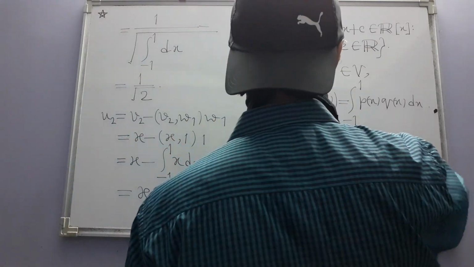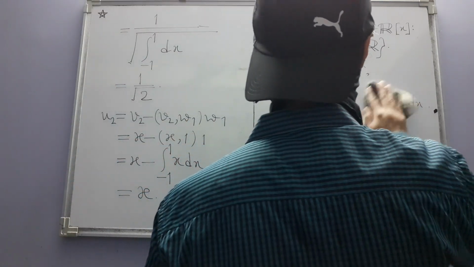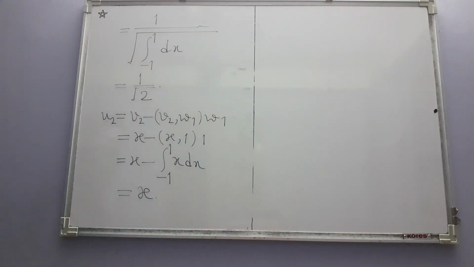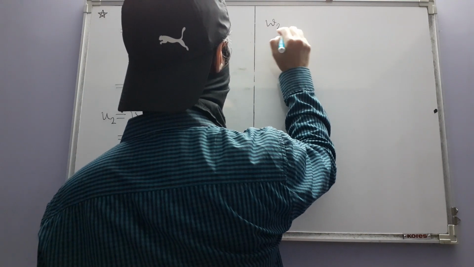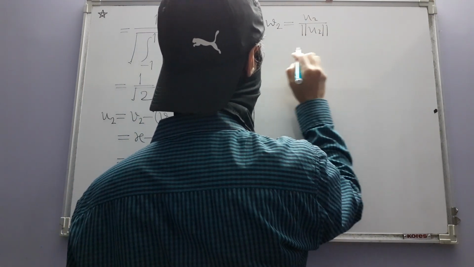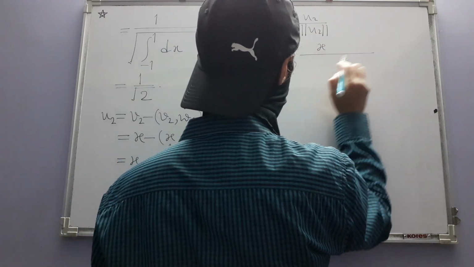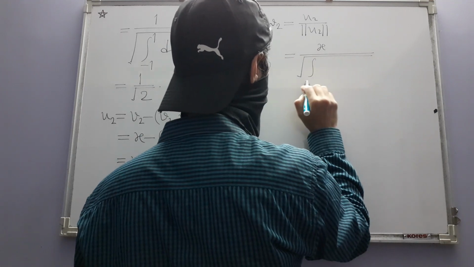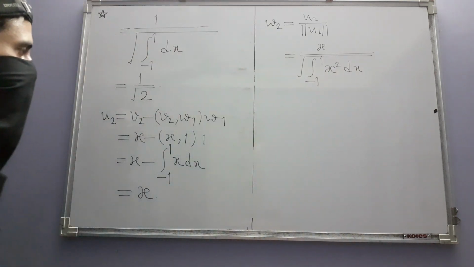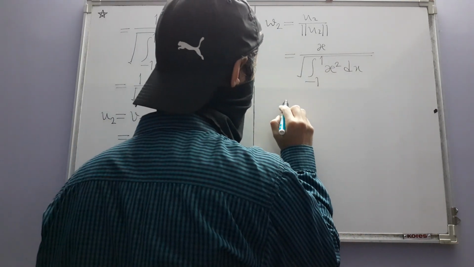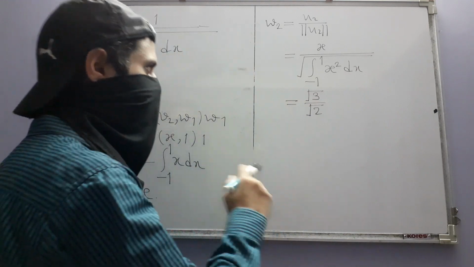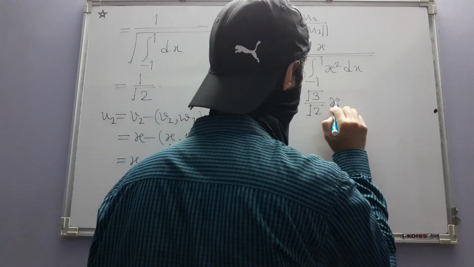But now, in order to write W2, you have to divide U2 by its length. x times x gives you x square, and if you actually calculate it, you will see that you are getting square root of 2 divided by 3. That means ultimately you get this.